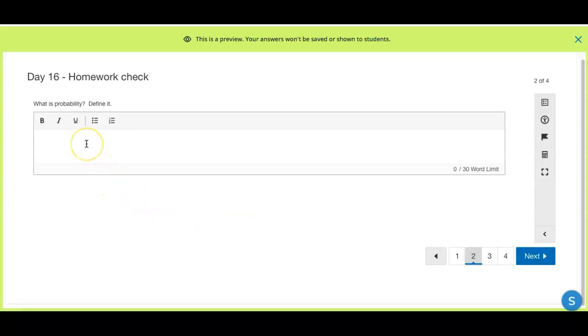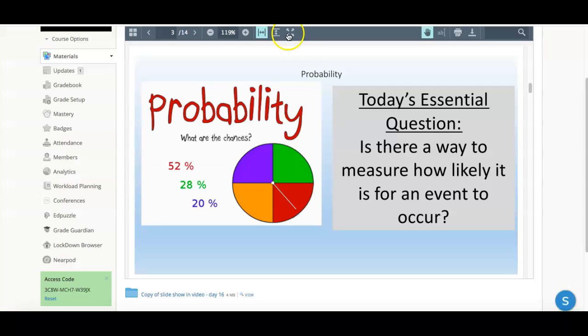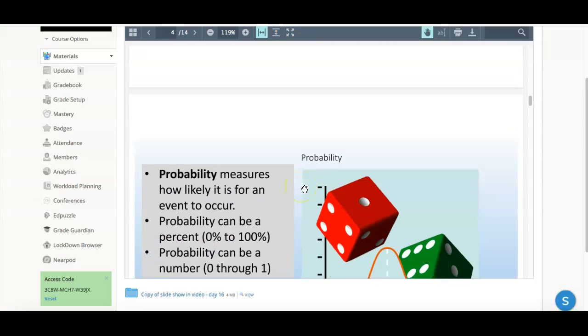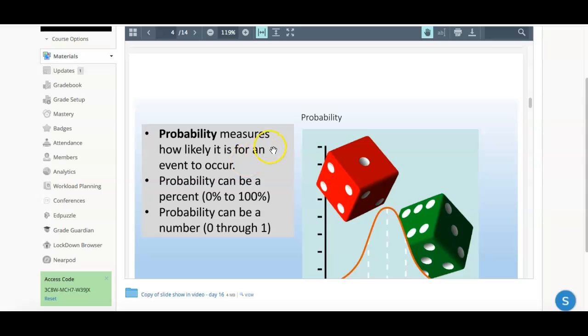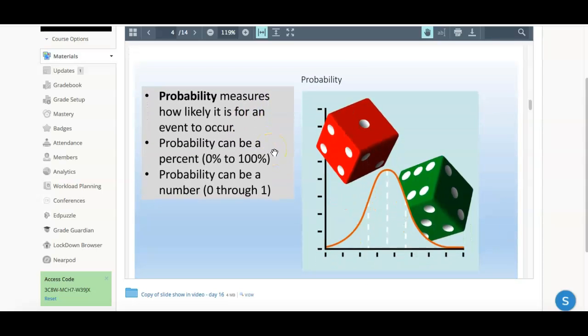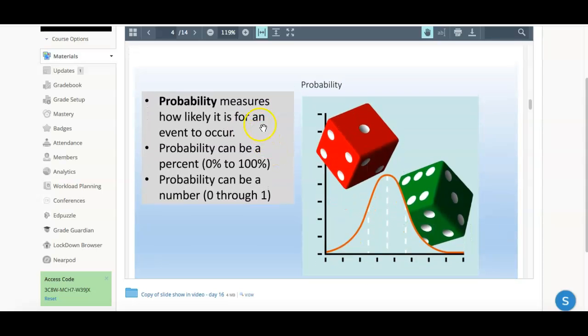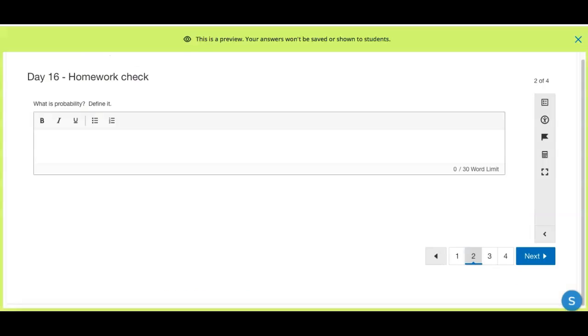Number 2, what is probability? Guys, it's the chance of something happening. All right? It measures how likely. Likely is a good word to use. How likely something is to happen. How likely an event is to occur. All right? What are the odds of something happening? Something like that. All right?